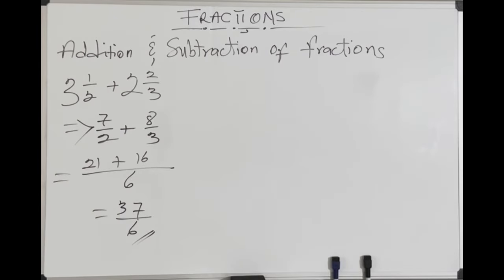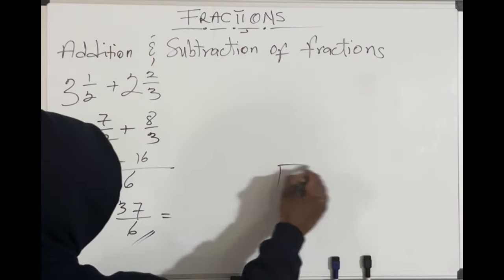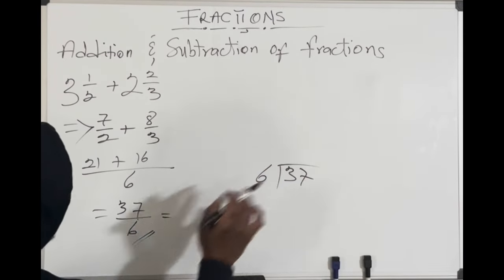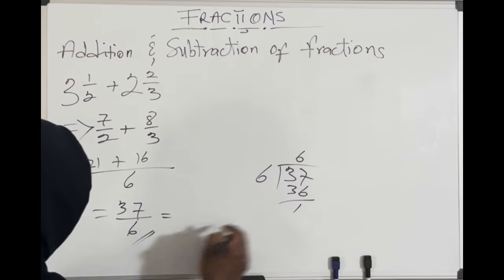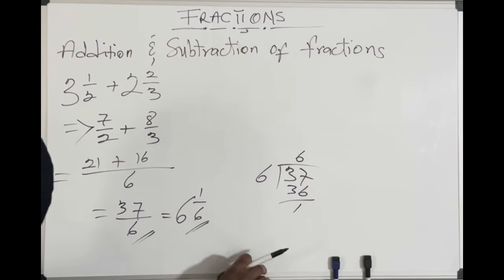But then again, if you are told to change it to a mixed number, you have to change this. Okay. So the long division as usual, 6 into 37, 6 times 6 is 36. So remainder 1. So 6 whole number, 1 over 6 will be our final answer. Okay.